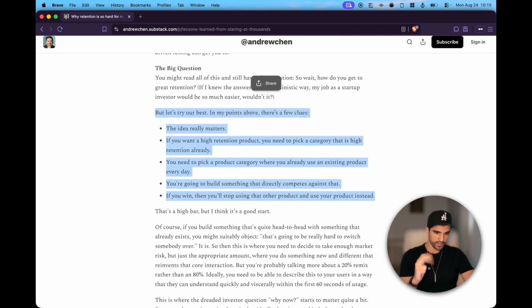Continuing. 3, you need to pick a product category where you already use an existing product every day. Keep that in mind. You're going to build something that directly competes with that. And if you win, you will stop using the other product and use your product instead. So if I were to consolidate this list, I would say that 1, the category must already be proven. And 2, you must be a user, hopefully daily, of the product yourself.